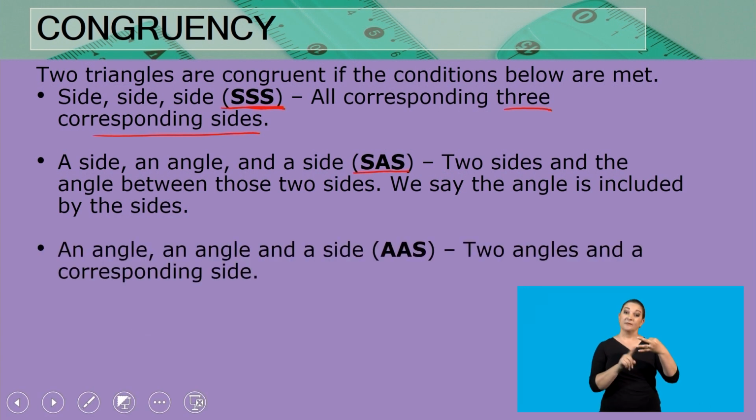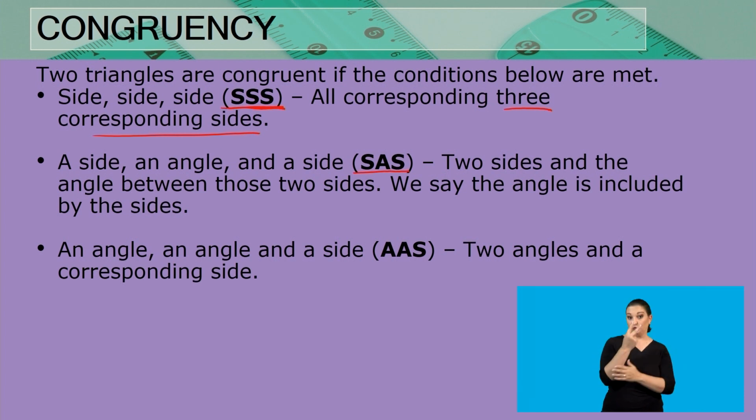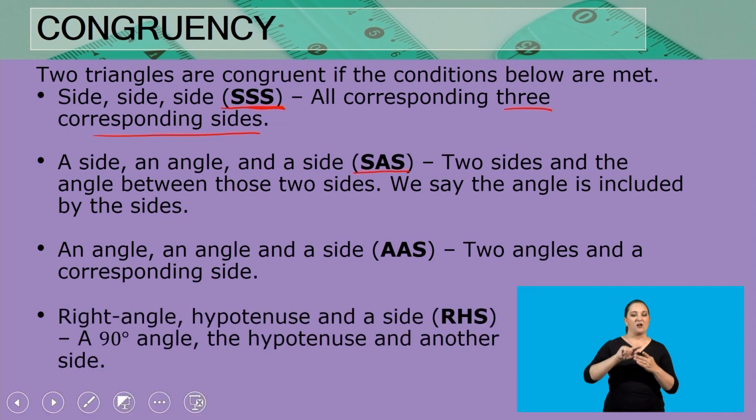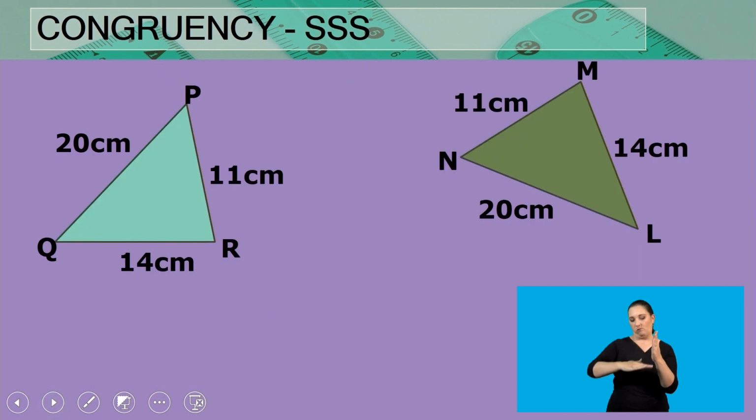Then we have the third condition, which is an angle, an angle, and a side. So these are two angles and a corresponding side. So in a triangle, it would be two of the corresponding angles and, of course, the corresponding side. And lastly, we have RHS, which is a right angle, the hypotenuse, and another corresponding side. So a 90-degree angle, the hypotenuse, and another side. So let's look at these conditions individually.